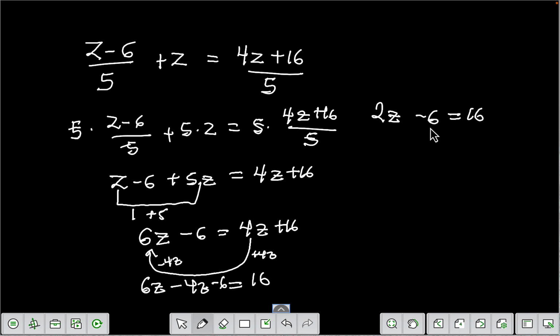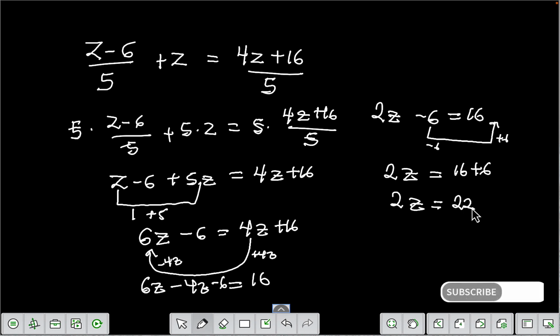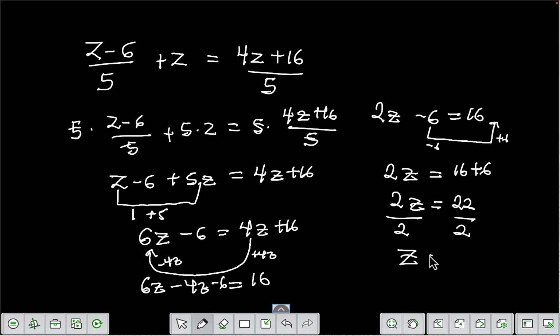Then we can transpose negative 6 to the other side of equality because 6 and 16 are like terms. It is negative 6 here. It becomes positive 6. So 2z equals 16 plus 6, right? And 2z will be equal to 16 plus 6, which is 22, divided by 2, divided by 2. This is the division property of equality. So z is equal to 11.